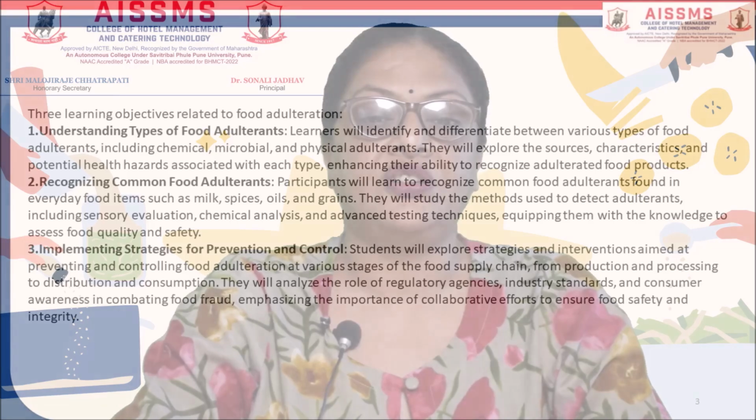These learning objectives are designed in such a way that they provide a comprehensive understanding of food adulteration, encompassing its various aspects from identification and detection to health risks and regulatory considerations. These objectives will equip you with the knowledge and skills necessary to address the challenges posed by food adulteration and contribute to ensuring the integrity of the food supply chain.